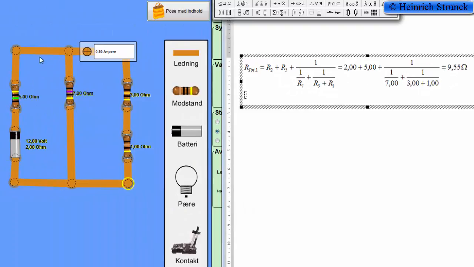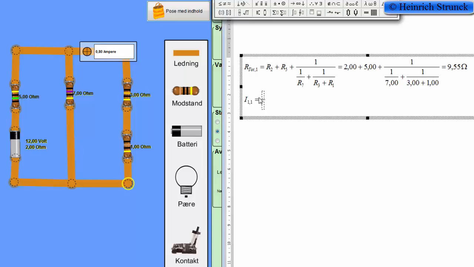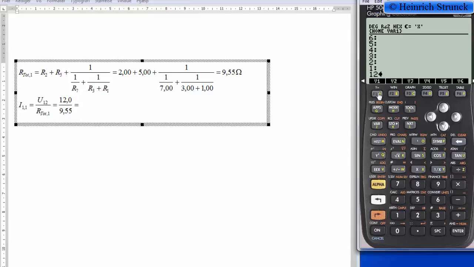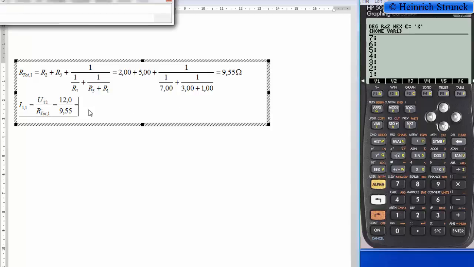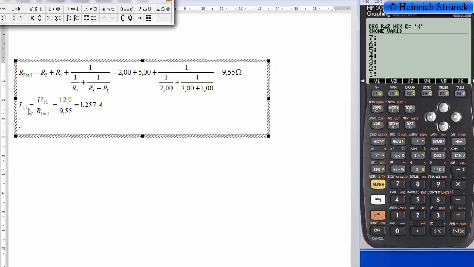So now we are able to calculate the current 1 in the first iteration. That is not the correct current, but just the current in the first iteration, and we have to add the current in the second iteration to get the total current. So current number 1 in the first iteration is the supply voltage divided by the total resistance in the first iteration. So 12, recall number 1 and divide. Then we get a current of 1.257 amps. That is the result for current number 1 in the first iteration.